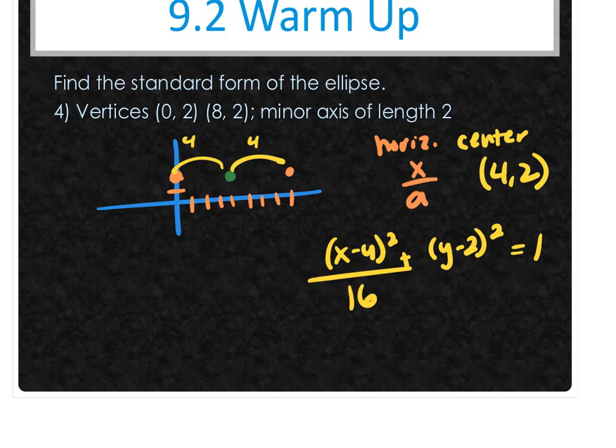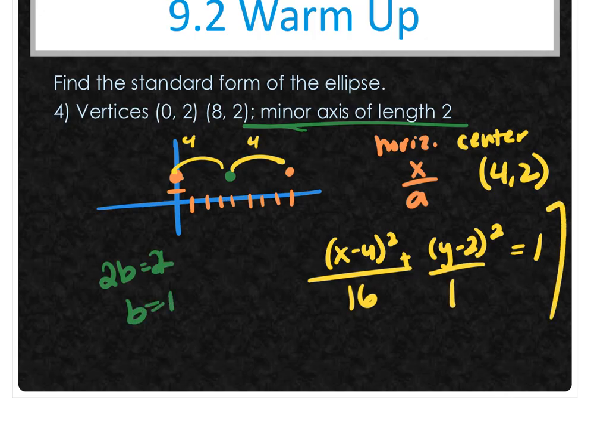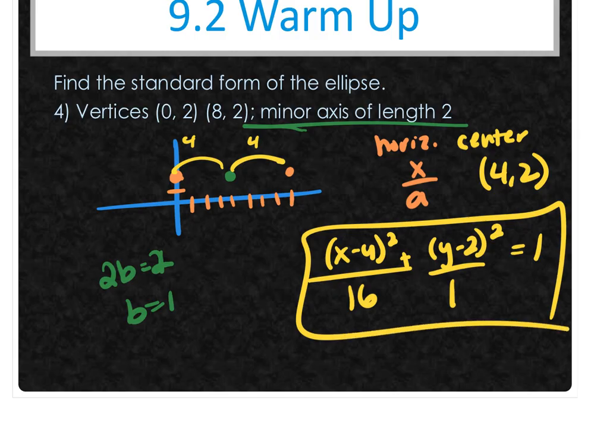And then the second piece of information I gave you is the minor axis length is 2. So 2b equals 2, meaning b equals 1. You can put this over 1. You don't need it. So with or without the 1 in the bottom would have been right. Just be really careful here.